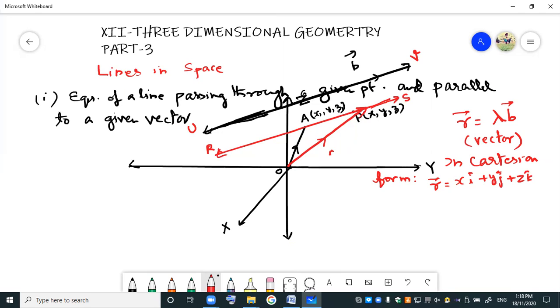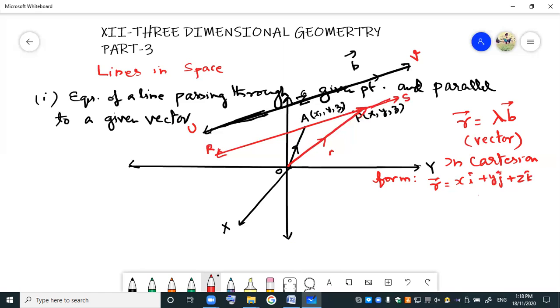Like in the Cartesian 2D coordinate system, with x-axis and y-axis, for a line passing through two points we have y minus y1 equals (y2 minus y1) over (x2 minus x1) times (x minus x1). That we did in 2D. Similarly, in 3D, if any equation is represented in x, y, and z with no vectors, then it is called the Cartesian coordinate system.